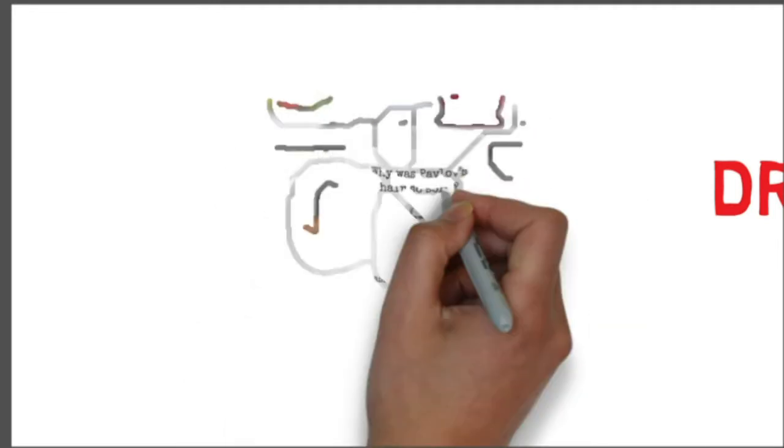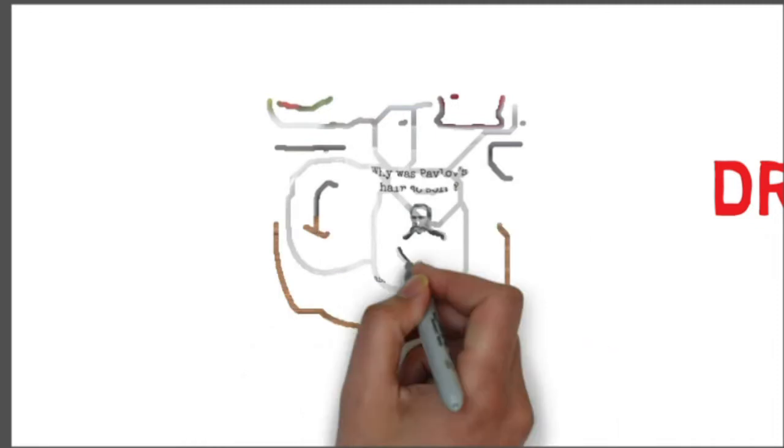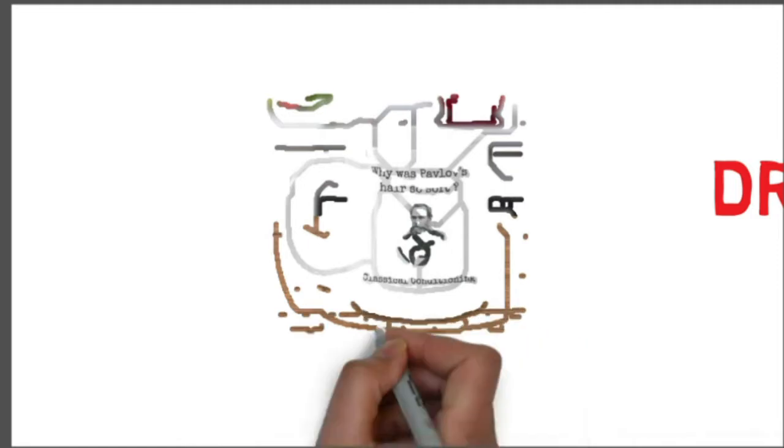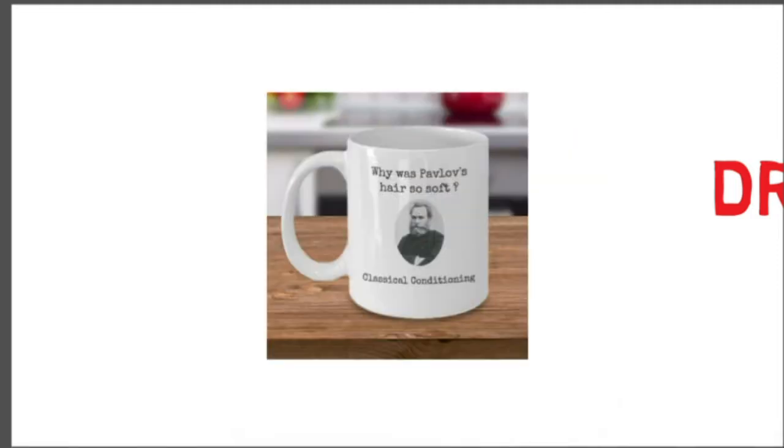No, seriously though, here's my joke for the week. Why was Ivan Pavlov's hair so soft? Because he conditioned it.